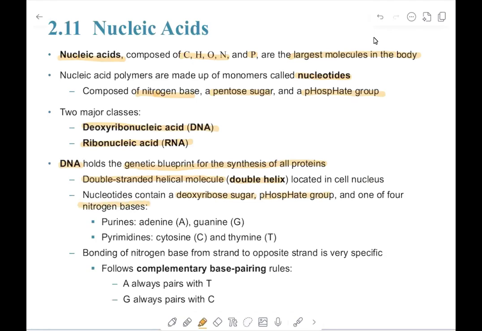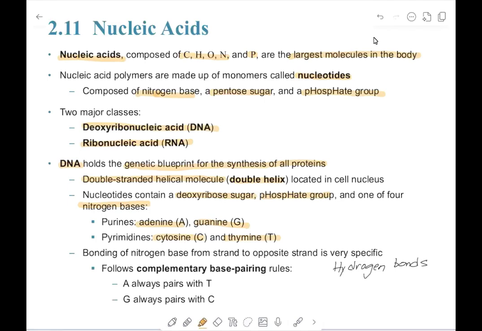These bases come in two different groups. There's what are called purines, adenine and guanine. And there is cytosine and thymine. The bonding of the nitrogen base from one strand to the opposite is very, very specific, and it involves hydrogen bonds, just like we saw within proteins. And remember, again, these hydrogen bonds are the weakest type of bond. So it's important for your exam that you know the difference between the different types of bonds.